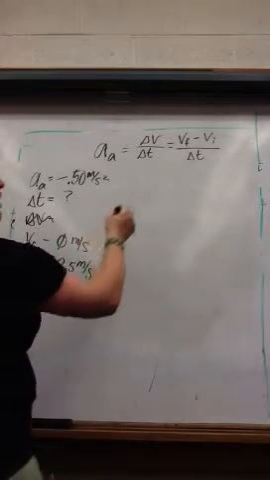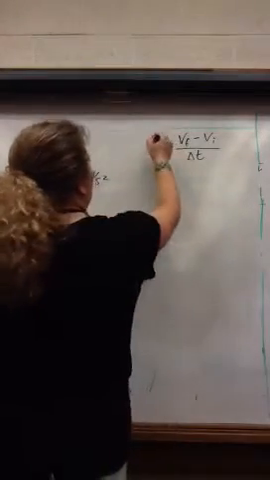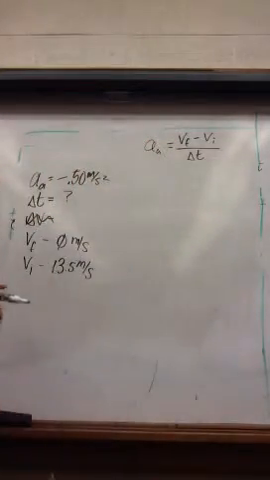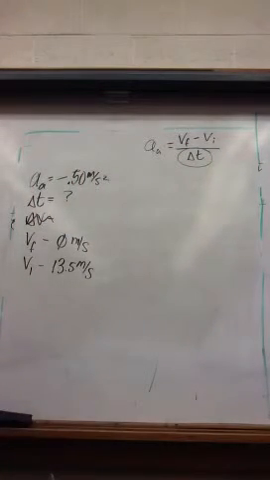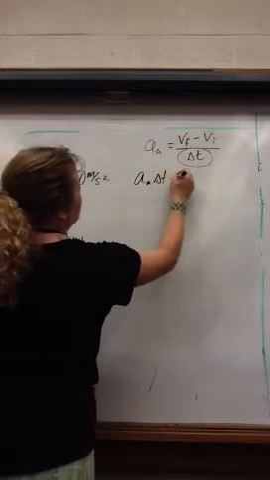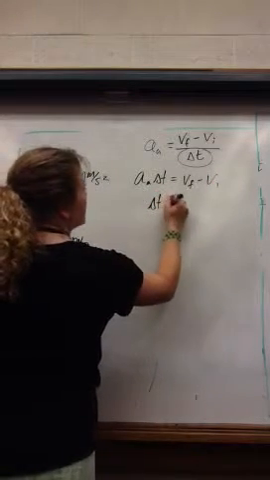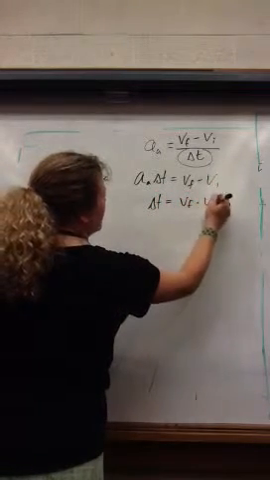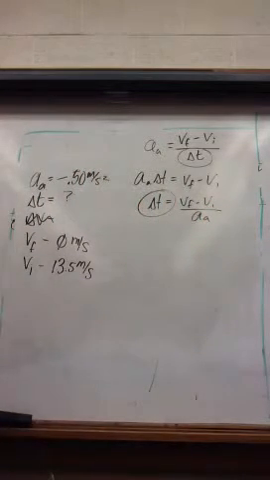Okay, so now we know that we're going to use this form. And we know that we want to solve for delta t. So let's go ahead and rearrange. Multiply both sides by delta t. Divide both sides by average acceleration. And we have an expression solving for delta t. Okay. Now it's a matter of plugging in. Go.